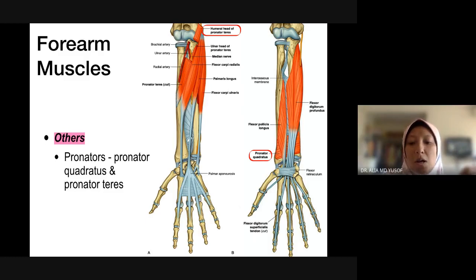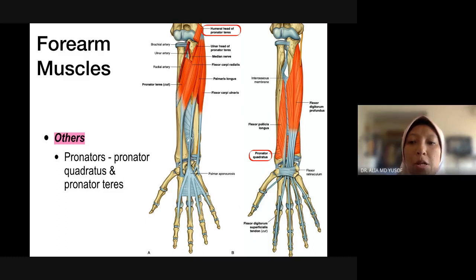Dia tak boleh pronate proximal part saja without pronation of the distal part. Nanti kita akan angulated the radius and ulnar bone and fracture. So kita kena pronate dua-dua, proximal and distal part. But because the pronator teres is very short, so dia akan pronate the proximal part saja. That's why God created another pronator at the distal part, which is called the pronator quadratus, and it pronates the distal part. And it works together simultaneously. It cannot work alone, because if it works alone, you will fracture you punya radius ulnar at the shaft.